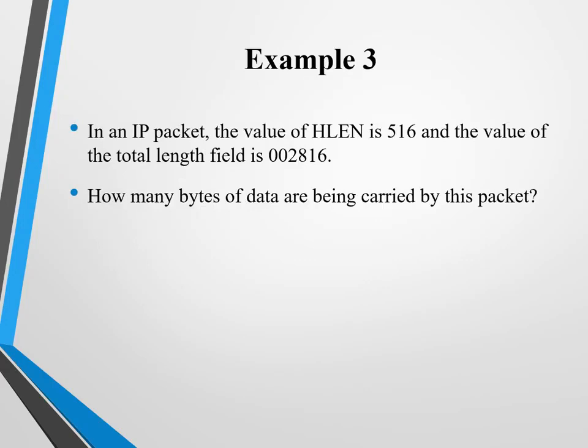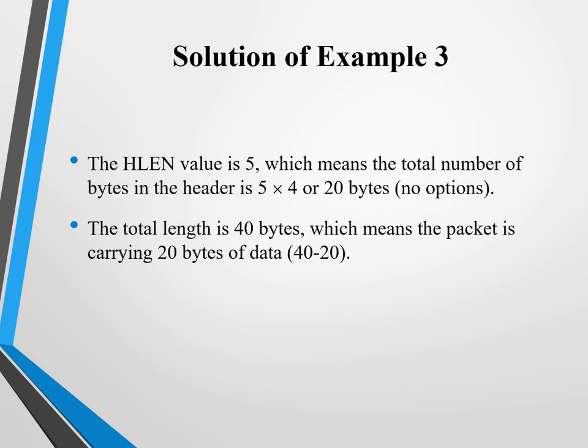Question number 3 में देखें कि in an IP packet the value of HLEN is 5 and the value of total length field जो है that is 0028 in hexadecimal. तो how many bytes of data are being carried by this packet? In this question you can see कि आपके पास जो HLEN की value है that is 5, which means the total number of bytes of the header are 5 multiplied by 4, 20 bytes. आपके पास कोई option नहीं है. Total length जो है वो 40 bytes है, जिसका मतलब है कि जो packet जो है that is carrying 20 bytes of data, that is from the 40 minus 20.